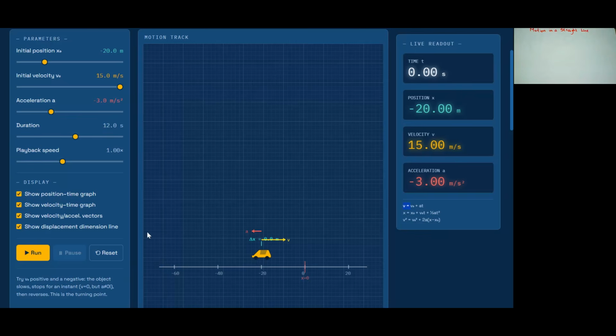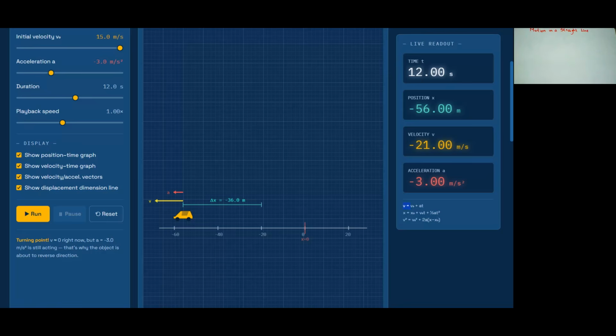So now run. Watch the car. It moves right. See the amber velocity arrow pointing forward. Amber means here yellow light. And the coral acceleration arrow, so here orange color light. See the coral acceleration arrow pointing backward, opposite to motion. When a particle is slowing down, acceleration points opposite to velocity.